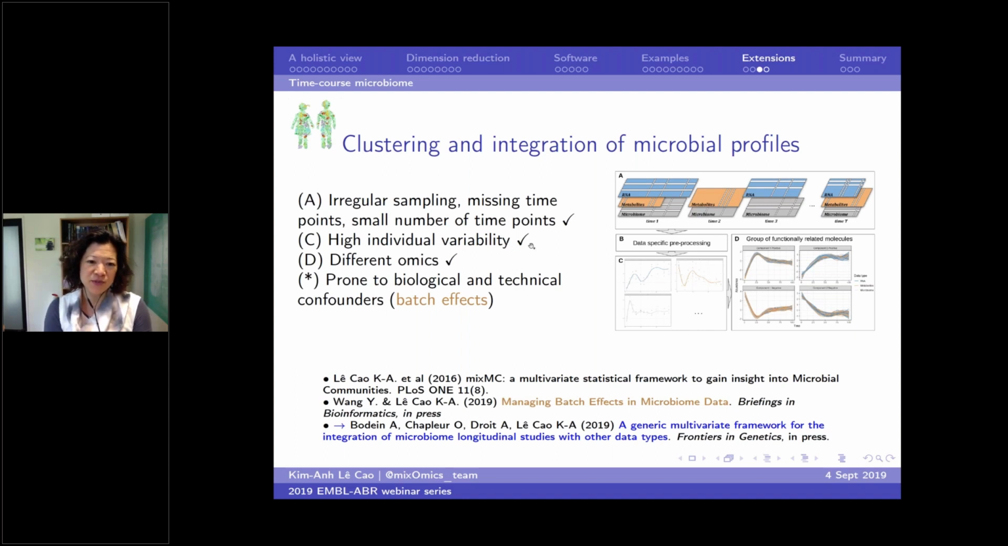At a given time point, you may see the variability of those individuals is quite large. The other challenge is that we are dealing now with different omics, so we're dealing with sort of 3D data structure. And also what we've noticed, especially in microbiome, is that the microbiome data are very prone to batch effects, and they're very sensitive to batch effects. And so that needs also to be corrected for.